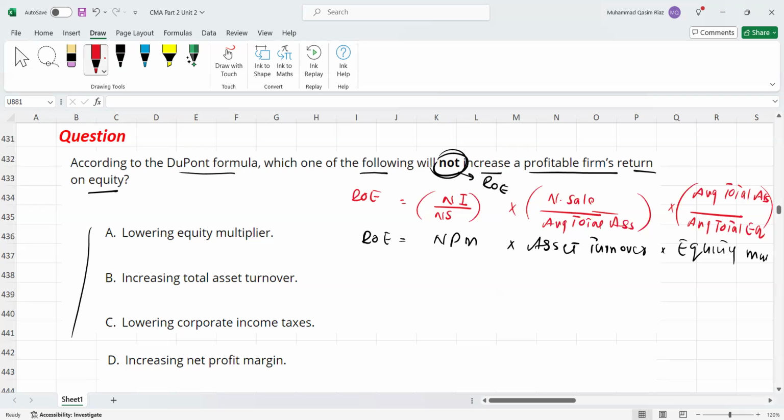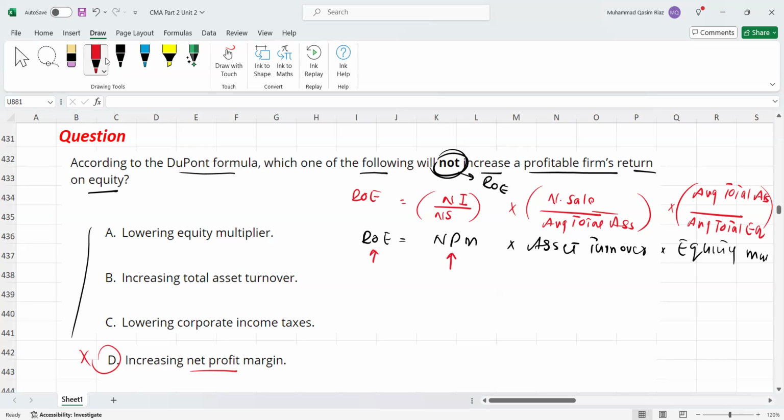So here we go. Number one, I'm reading from here. Increasing net profit margin. Guys, if your net profit margin increases, obviously return on equity will increase. So this is not the option, because the question is which will not increase your return on equity.